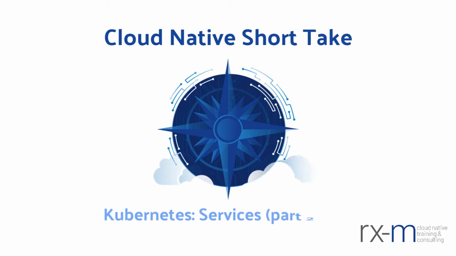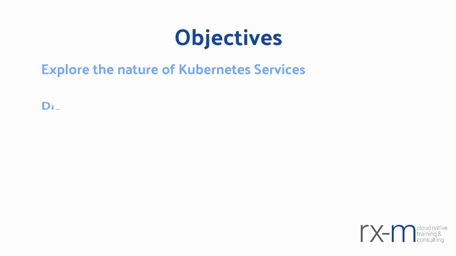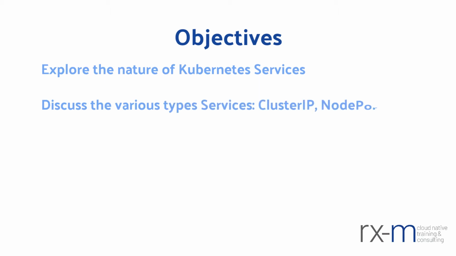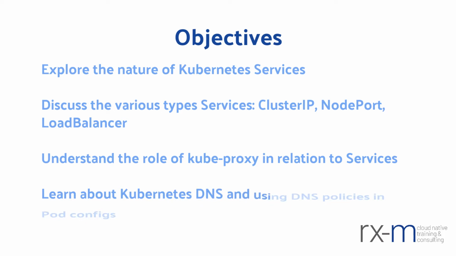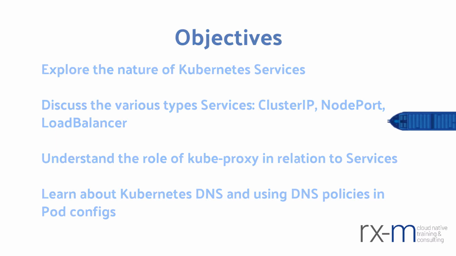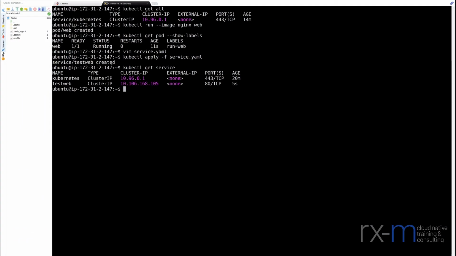And today we're going to take a look at services. The RxM Services module covers exploring the nature of Kubernetes services and helps us understand the difference between cluster IP, node port, and load balancer service types. And then digs under the covers a little bit to make sure that we can choose the right service for the right task and debug them and effectively understand how they wire into the Kubernetes DNS system and all that sort of good stuff. So we've got a service called TestWeb.